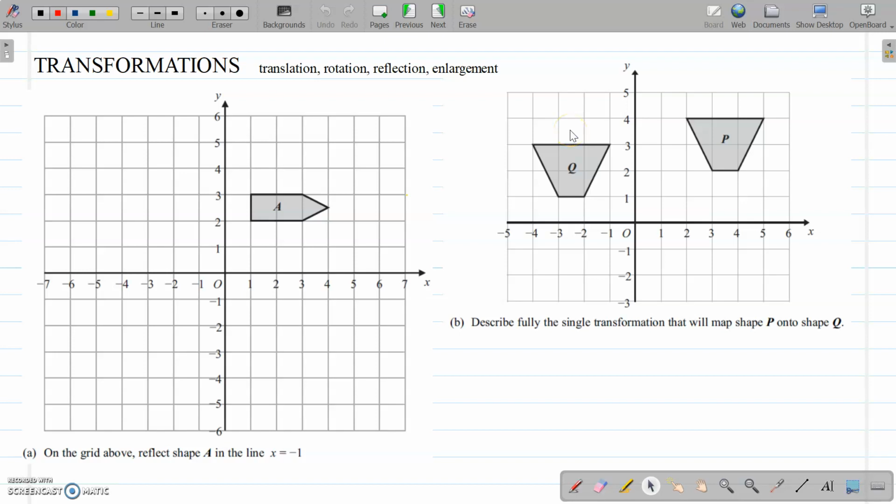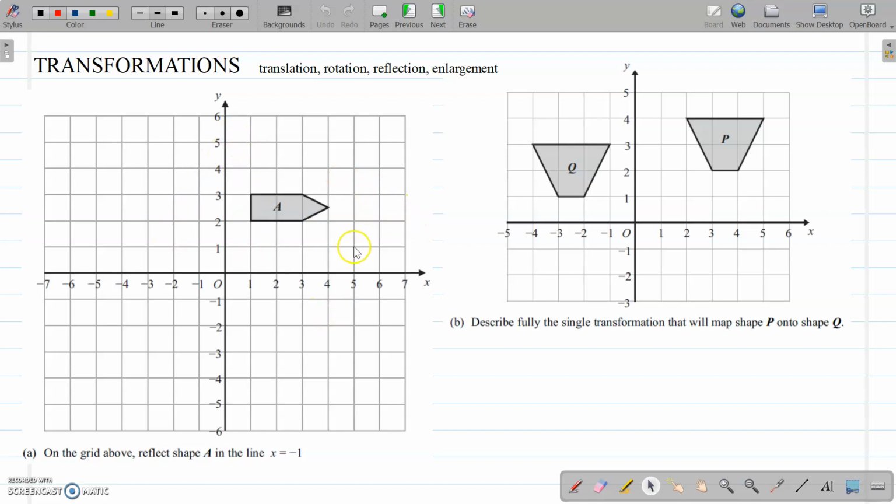Okay, welcome to this video on transformations. There are four types of transformation: translation, rotation, reflection, and enlargement. We're going to learn about how to use those four keywords and the information associated with them.